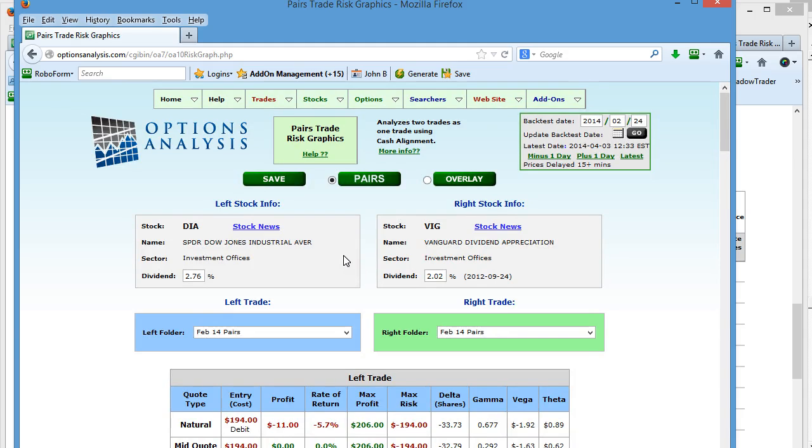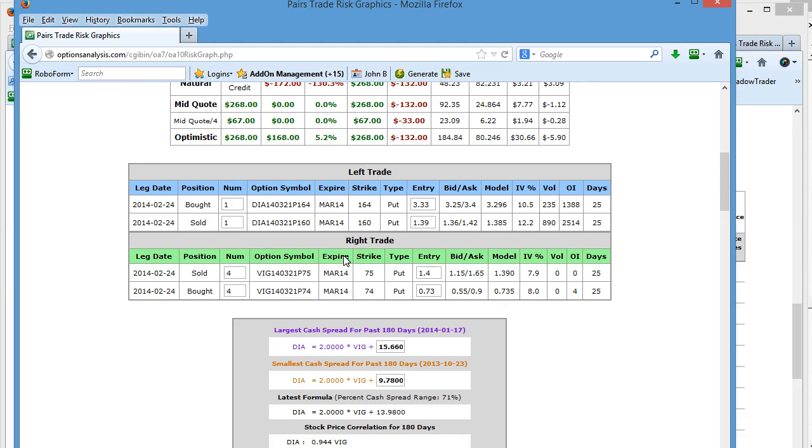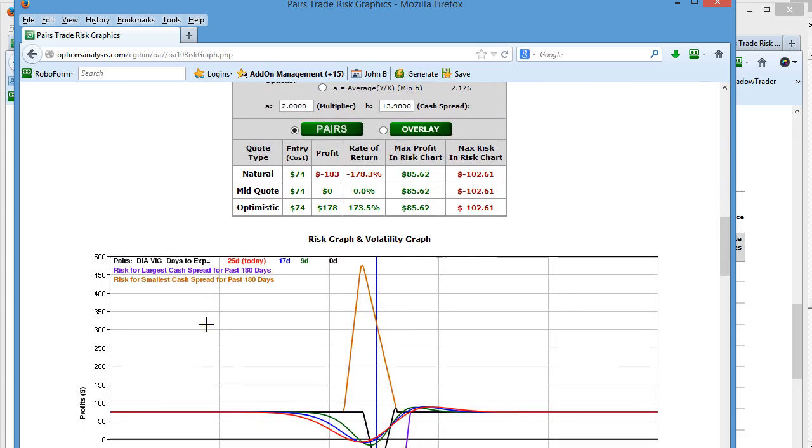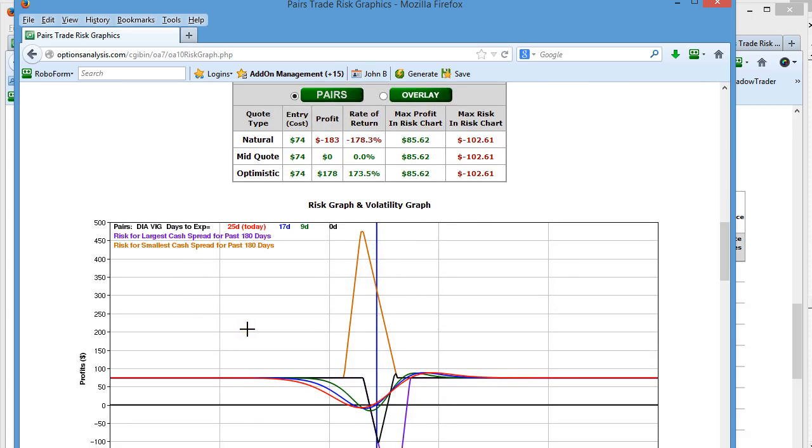This is what it would look like before you've saved the trades. There's a left trade and a right trade. It shows which are your strikes, what your bid-ask spreads are, and how many contracts you're currently trying to trade. If you want to increase the contracts, you would simply click into the box and type in the bigger number that you're interested in. And then at the bottom, it shows the pairs trade risk graph.